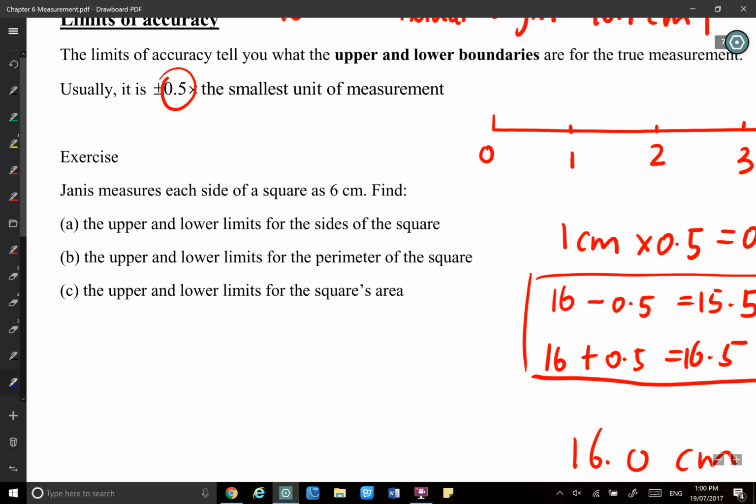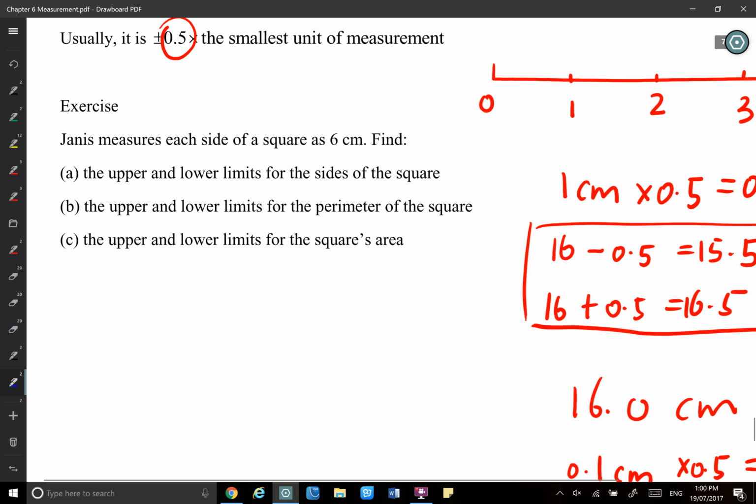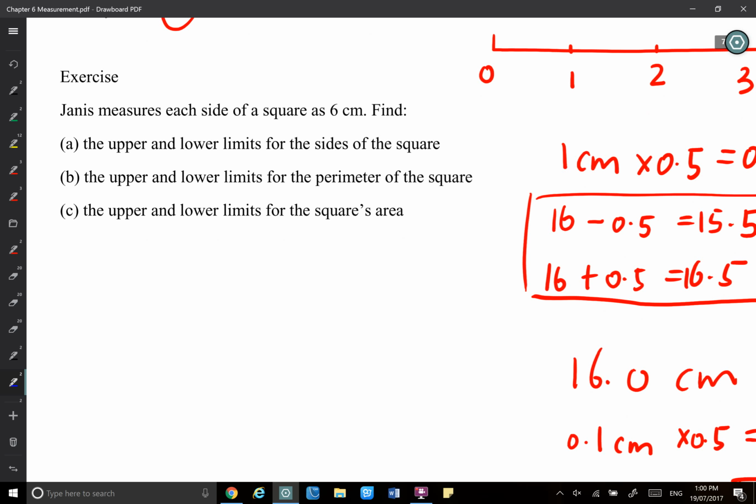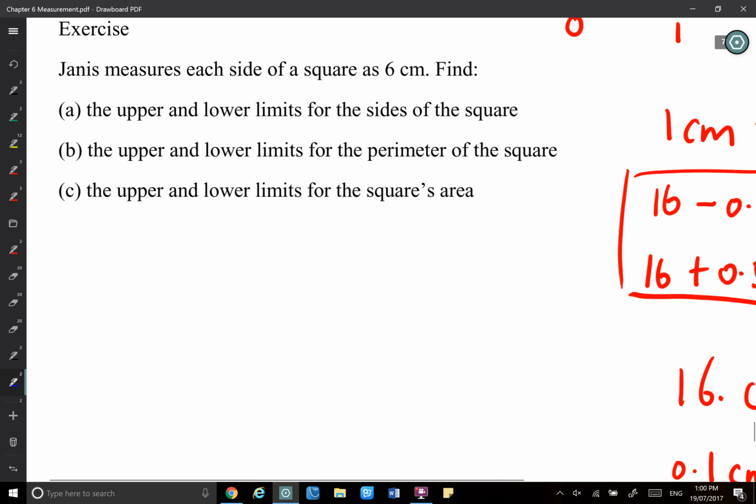Let's have a look at the exercise. Yeah, this is a pretty good exercise. It's quite easy. James measures each side of a square as 6 centimeters. Well, it's a square. If you measure one side, all the rest will be 6 as well. You won't say one is 6, one is 6.1, one is 6.2. So 6 centimeters. What is the smallest measurement unit in this case? 1 centimeter. So the smallest measurement unit is 1 centimeter here.